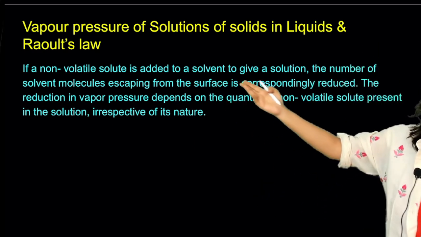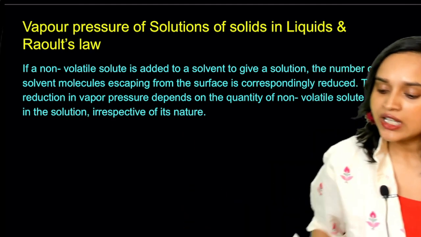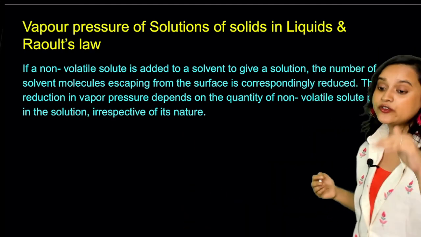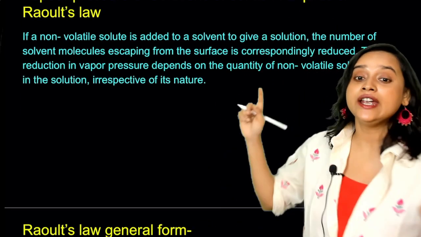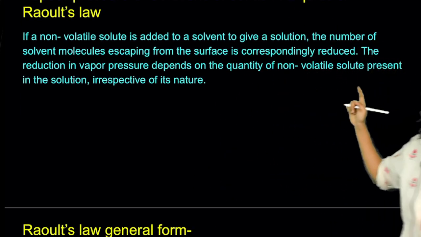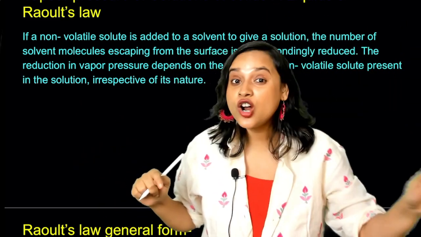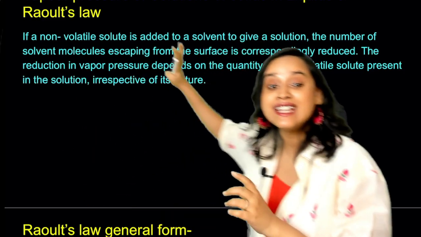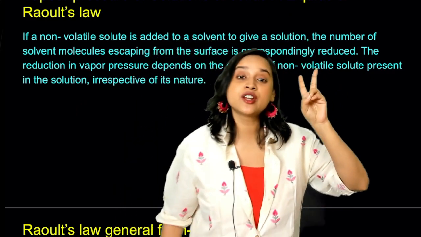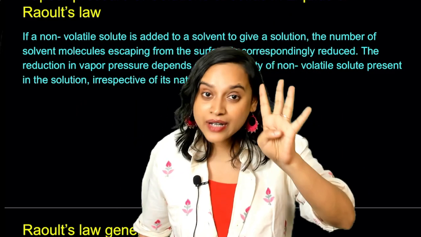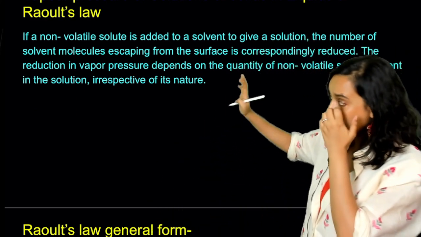Yes. So if a non-volatile solute is added to a solvent to give a solution, the number of solvent molecules escaping from the surface is correspondingly reduced. The reduction in vapor pressure depends only on the quantity of the non-volatile solute. That means the more solute you add, the lower the vapor pressure will be. It does not depend on the nature of the solute at all, and this gives rise to colligative properties: relative lowering of vapor pressure, elevation in boiling point, depression in freezing point, as well as osmotic pressure. We will get into that in a little while, so please stay back, because I'm going to explain this. But do you understand this?